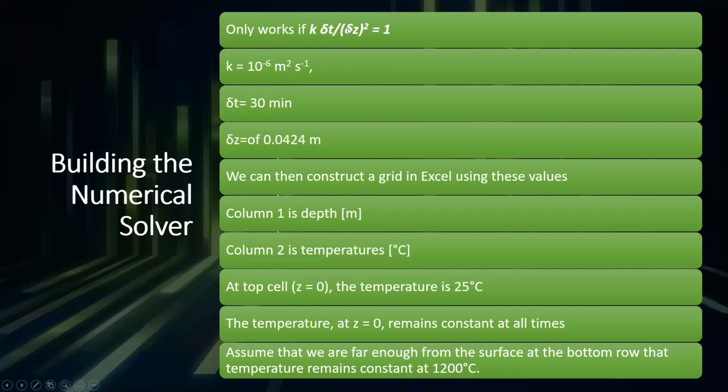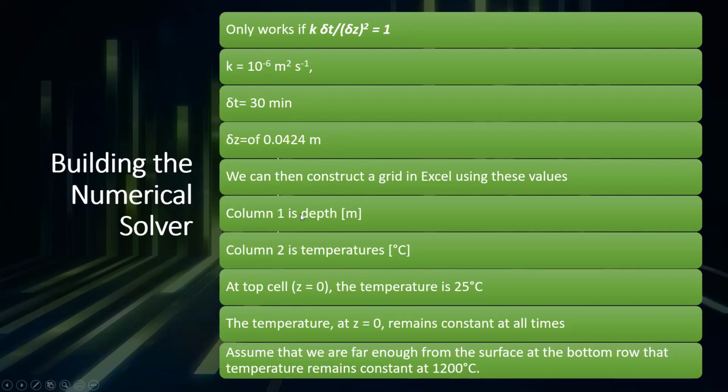So if you want to use this model for another problem that you find, just make sure that this condition is satisfied. Okay, and we said little k is 10 to the negative 6. That's a typical value, in meters squared per second. And delta t is going to be 30 minutes, so we want to have 30-minute intervals. And delta z, which is the depth, we want to have intervals of 0.0424 meters. So, okay, now you can use these values to construct the grid in Excel.